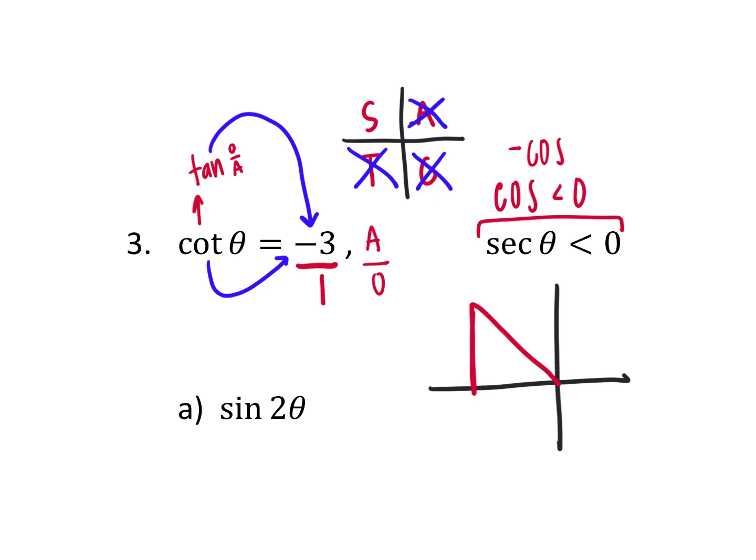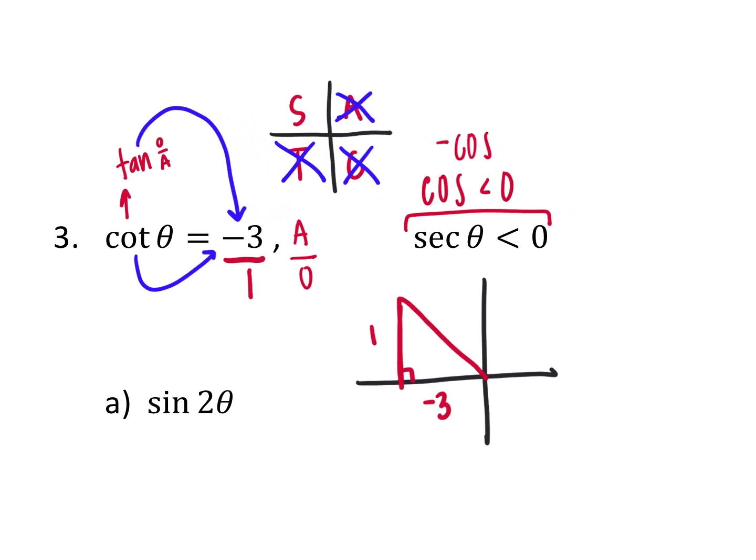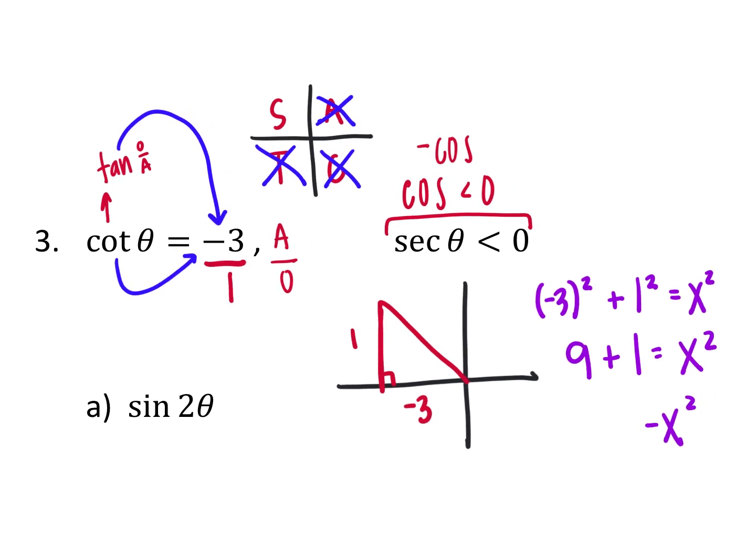And we're given that the adjacent leg is -3, opposite leg is 1. If we want to find the hypotenuse, we're going to do the Pythagorean theorem. So we'll have leg squared plus leg squared equals our hypotenuse squared. When you square -3, you should get 9 plus 1 equals x squared. X squared equals 10. So we get that the hypotenuse is square root of 10.